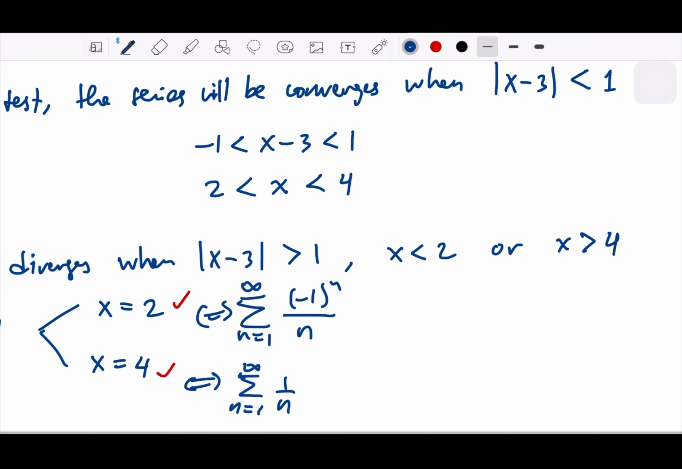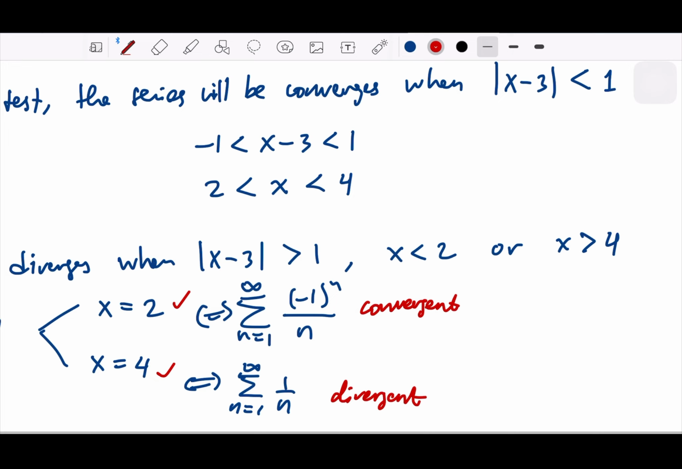One over n is the harmonic series, right? If we check with the p-series, n equals 1 is divergent. But this one is convergent, right? The alternating series terms are decreasing and the limit goes to 0, so we know that it converges. So this will be convergent. This will be divergent, which means that when x equals 2 it is convergent.